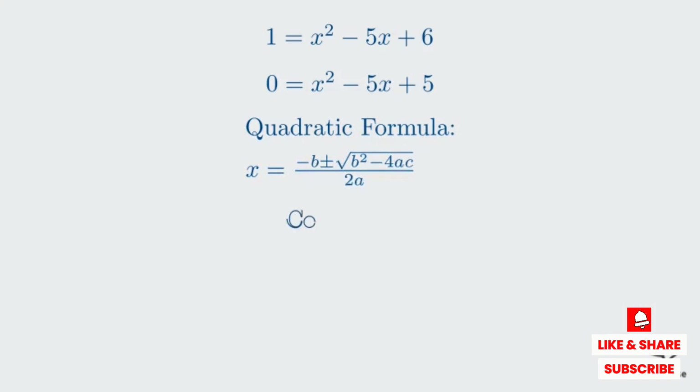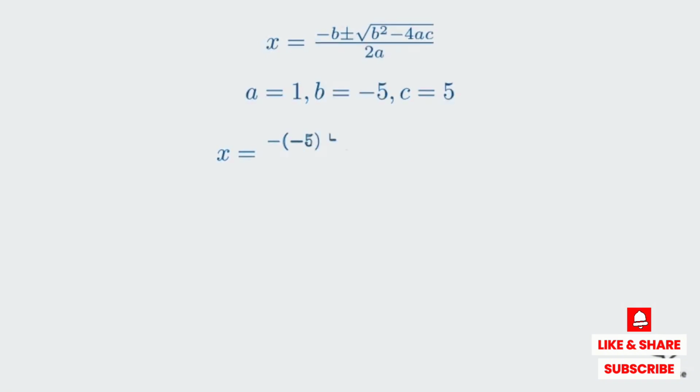In our equation, x squared minus 5x plus 5 equals 0, the coefficients are a equals 1, b equals negative 5, and c equals 5. This is a crucial step to identify the correct values before plugging them in. Let's substitute our values of a, b, and c into the quadratic formula. Plugging these in, we get x equals negative negative 5 plus or minus the square root of negative 5 squared, minus 4 times 1 times 5, all divided by 2 times 1.